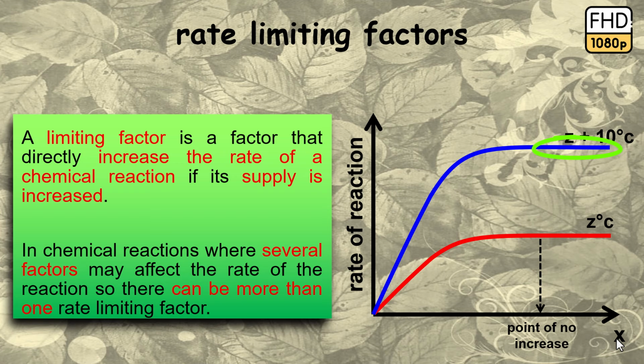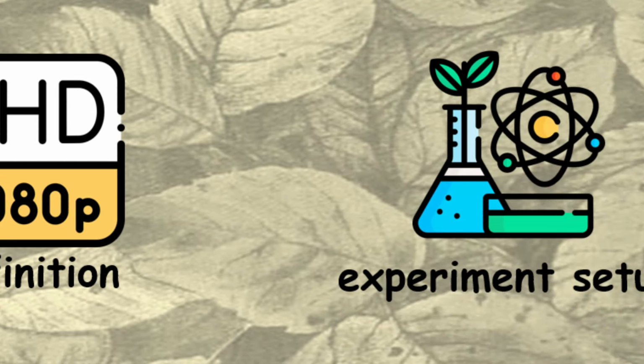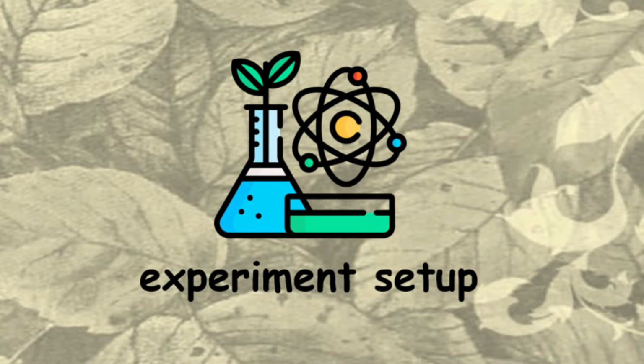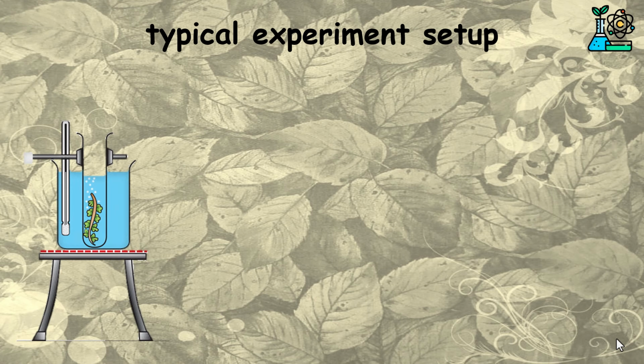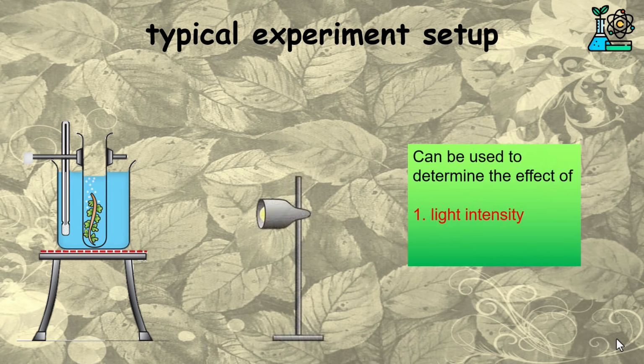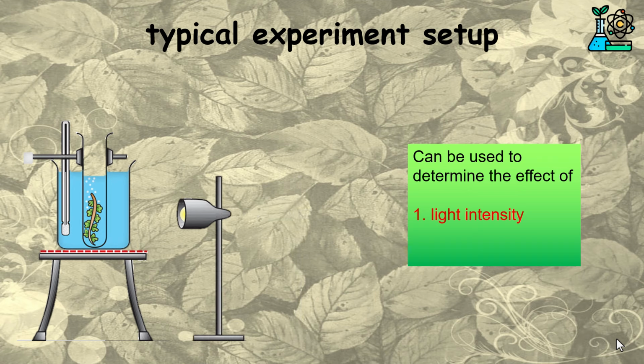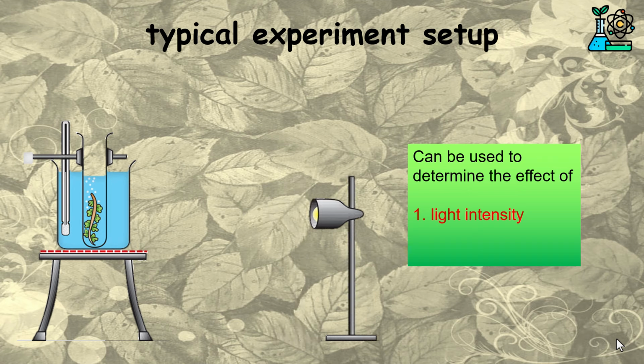How scientists set up experiments to study the rate of photosynthesis. A generic setup would have your water plant in a water bath. This setup can be used to determine the effect of varying light intensity by setting up a light source. Light intensity can be changed by changing the distance of the lamp to the water plant.